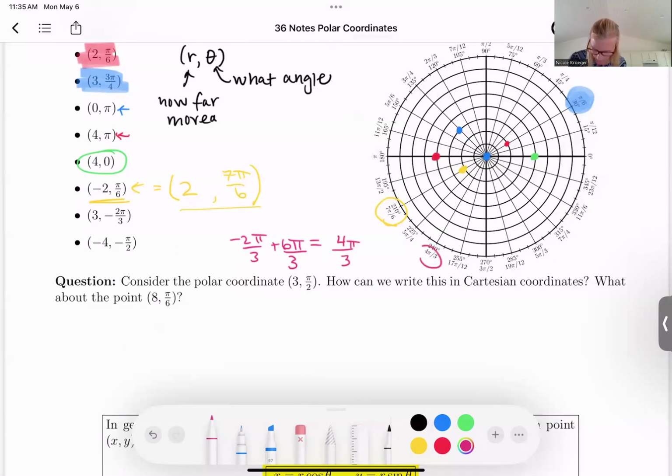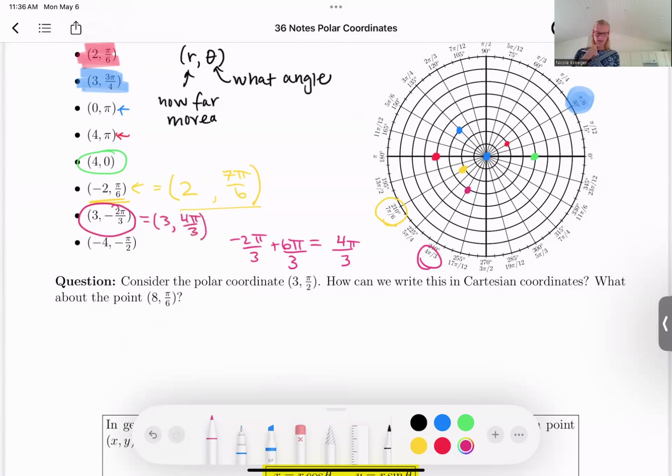So let's see, that's over here. 4 pi over 3 is equivalent to negative pi over 3, and then we're using 3 units in that direction. So 1, 2, 3. This would be my point here. That point is equivalent to the point 3 comma 4 pi over 3.